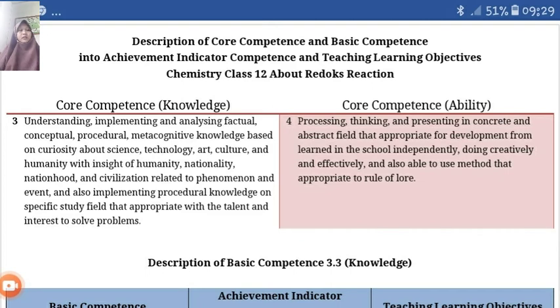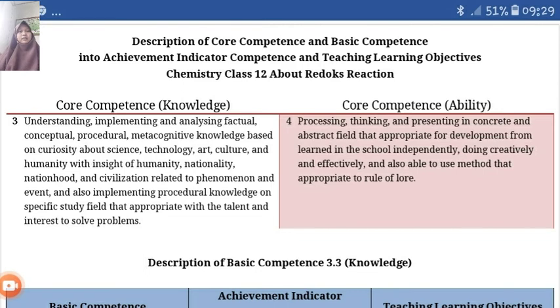problems. And then the fourth core competence, the ability is processing, thinking, and presenting in concrete and abstract fields that are appreciated for development from learning in the school, independently, doing creatively and effectively, and also able to use methods that are appropriate to the rule of law.